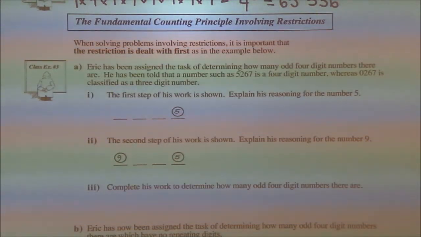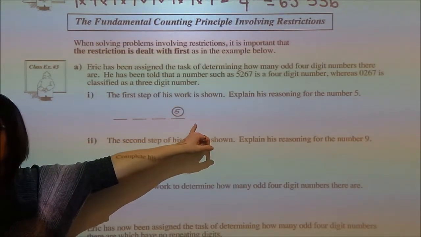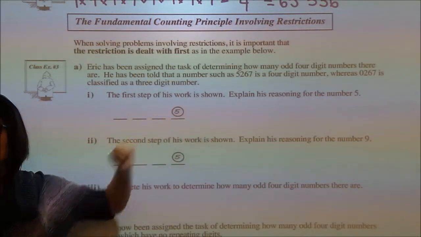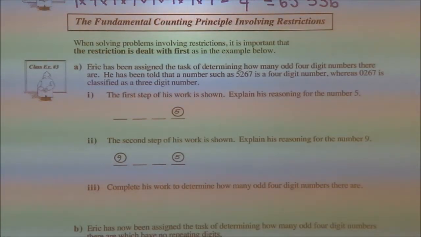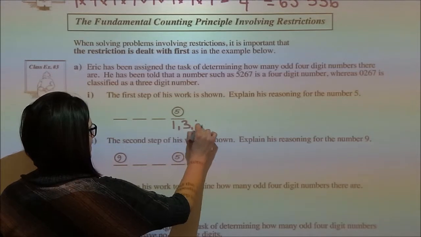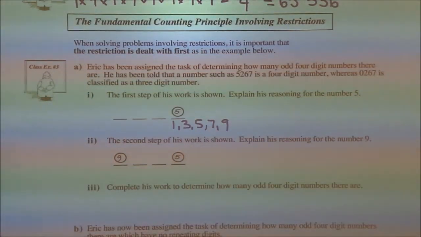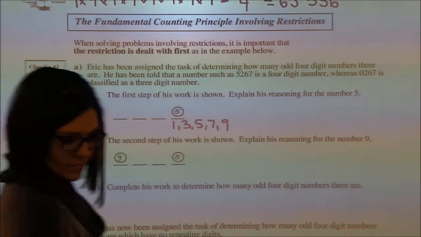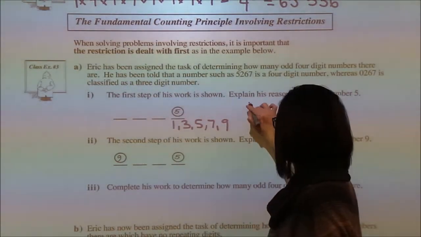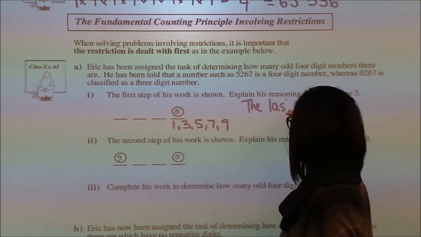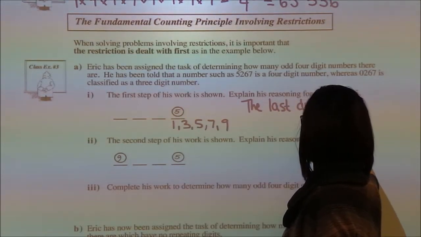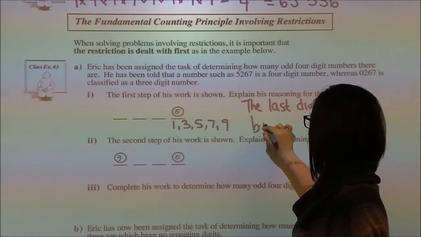Explain his reasoning for having the number 5 in the last spot. What does the last number correspond to? It's the choices for the last spot. In order for it to be an odd number, it has to end in a 1, 5, 3, 7, or 9. So the last digit must be odd.